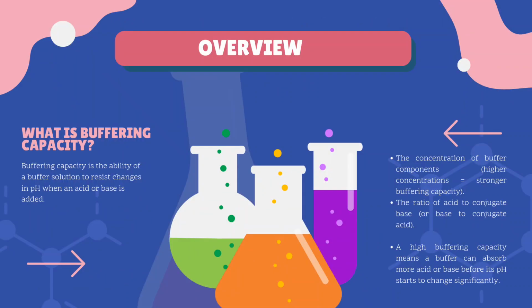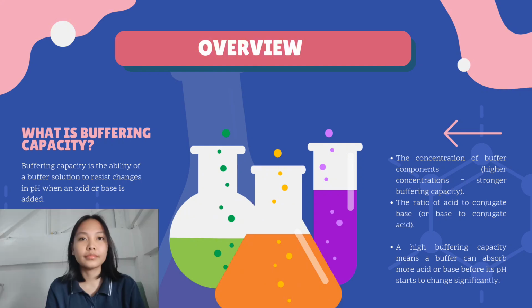Now that we understand buffers, let's talk about buffering capacity. This refers to how much acid or base a buffer can handle before its pH starts to change significantly. Buffering capacity is the ability of a buffer solution to resist changes in pH when an acid or base is added. It depends on, first, the concentration of buffer components.